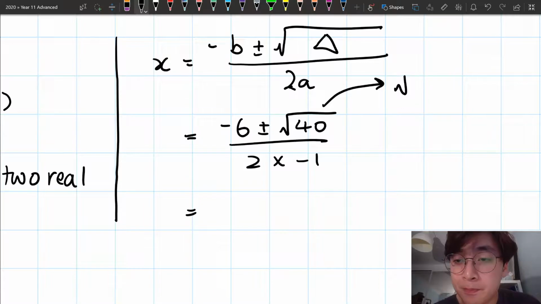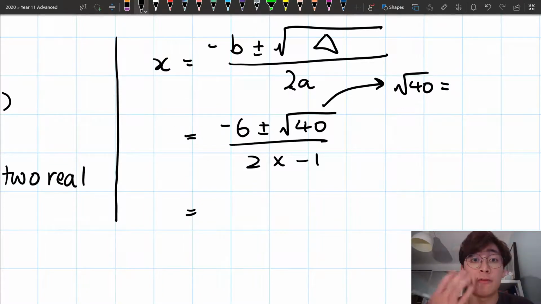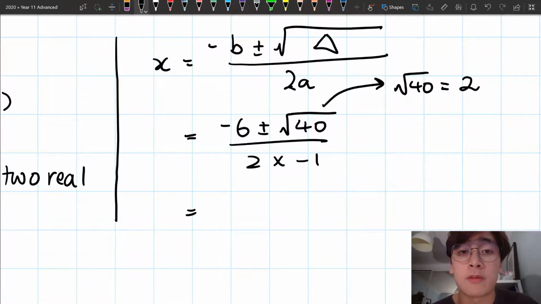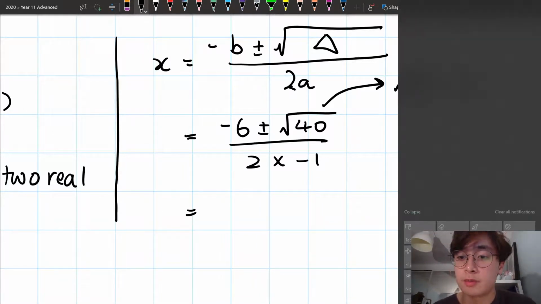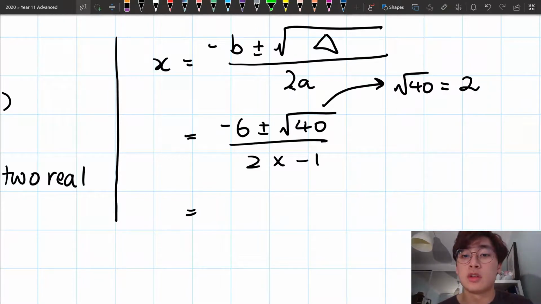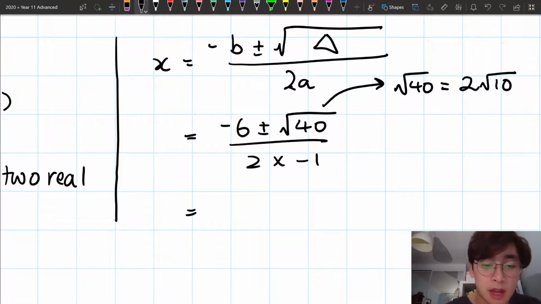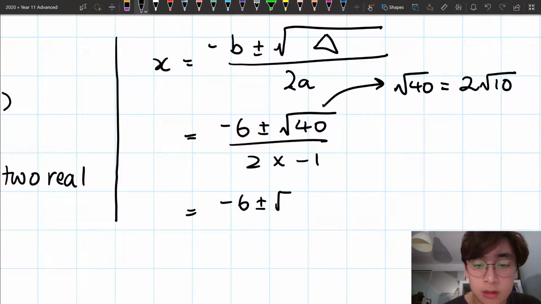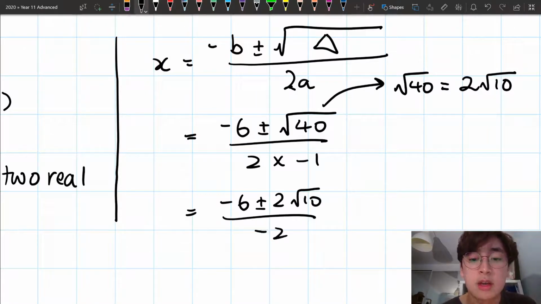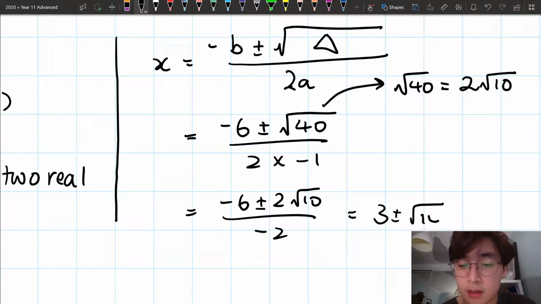The square root of 40, I can take out a perfect square factor of 4. 4 is a perfect square. I can take that out, and the square root of 4 is 2, so 2 square root 10 is what's left over. So here I'm going to have negative 6 plus or minus 2 square root 10 over negative 2. And when I simplify this, this gets me 3 plus or minus square root 10.